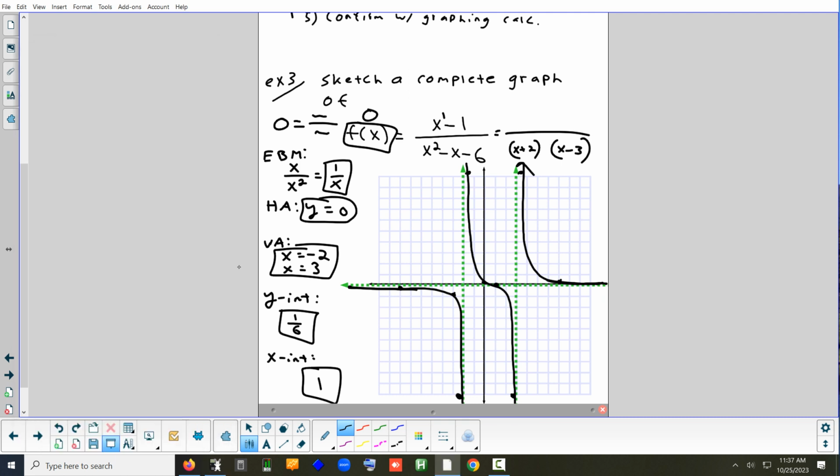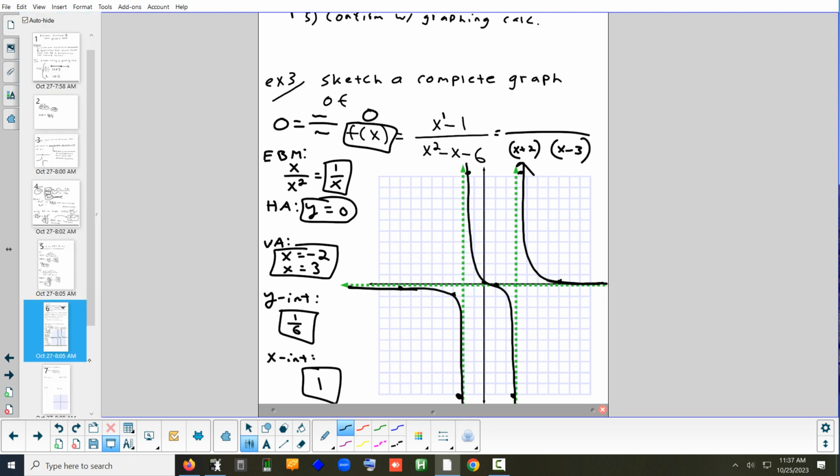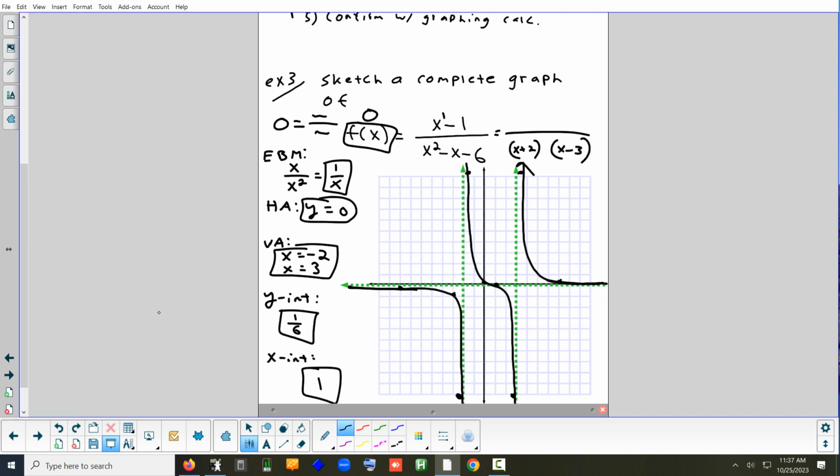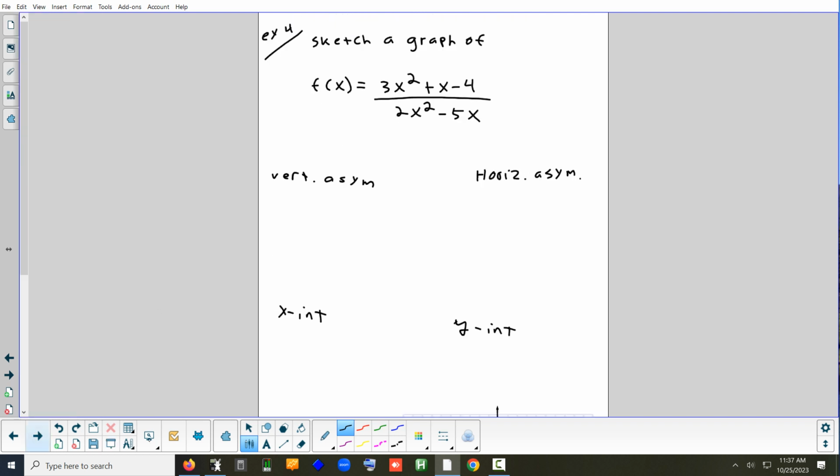Okay, but all these things are what really helped us to graph it. Maybe not, well, I guess the intercepts did help me too, because I tried to draw it through those points. Yeah, I pretty much used all that information. Okay, we have 2 more graphs. I should be able to finish them.